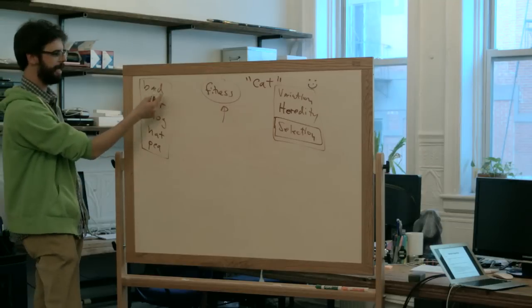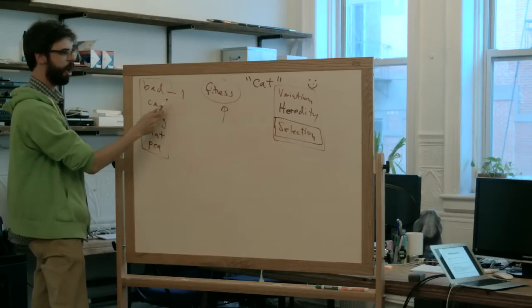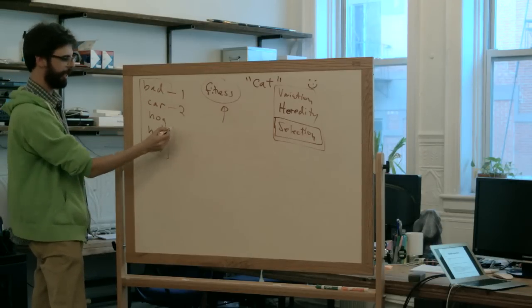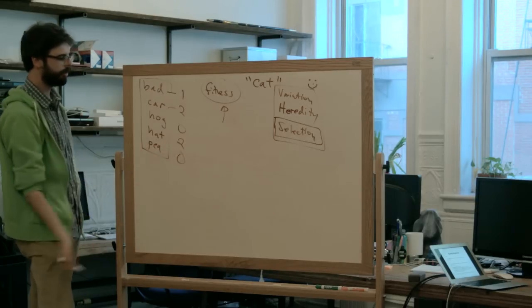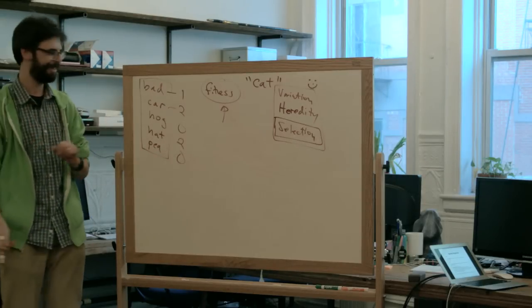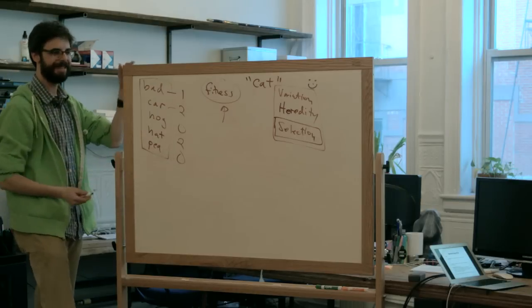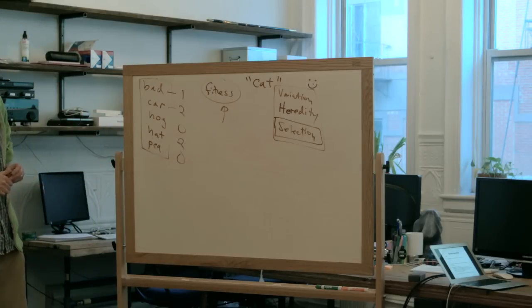So for example, a really simple fitness function would be to count the number of characters they got correct. BAD, 1. CAR, 2. HOG, 0. HAT is also 2. P is 0. So you can see, oh wow, this worked out really well, by the way, by accident. It's not just the character choice, but its position.